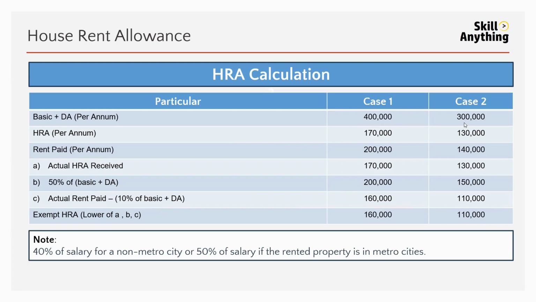Same in case 2: actual rent paid is 1,40,000 minus 10% of basic plus DA. 10% of 3 lakh is 30,000. So 1,40,000 minus 30,000 is 1,10,000. So the lowest HRA among A, B and C is 1,60,000 and 1,10,000. Then the HRA tax exemption will be 1,60,000 in case 1 and 1,10,000 in case 2.